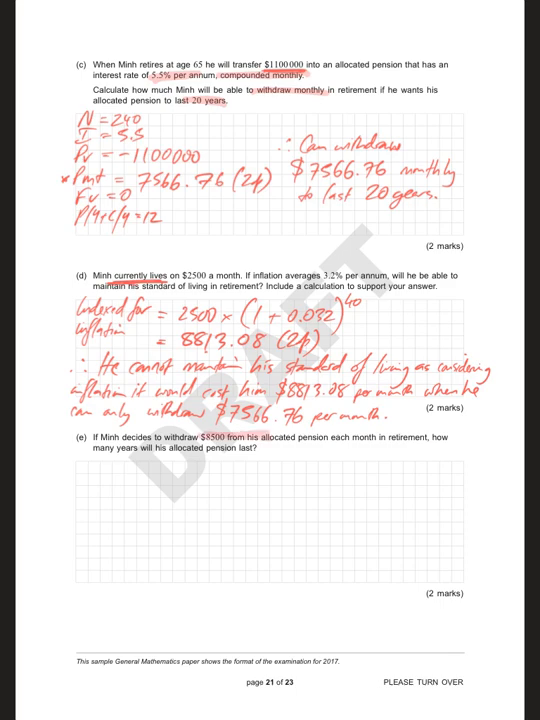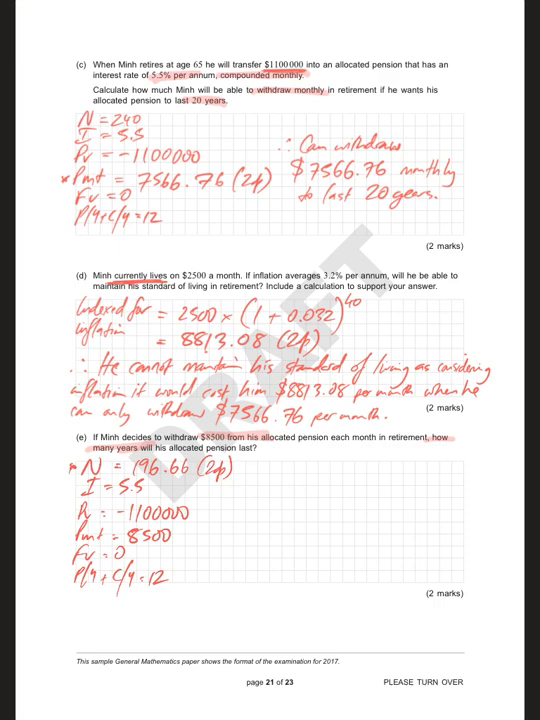If Min decides to withdraw $8,500, how many years will it last? So we're working out N. Solving for N. Interest rate is 5.5. He put in $1.1 million. He's withdrawing $8,500. He wants nothing at the end. He's doing it on a monthly basis. Apps, Finance, TVM. Not negative 8,500, it's positive 8,500 because he's getting that from the bank. 196.66 to 2 decimal places.